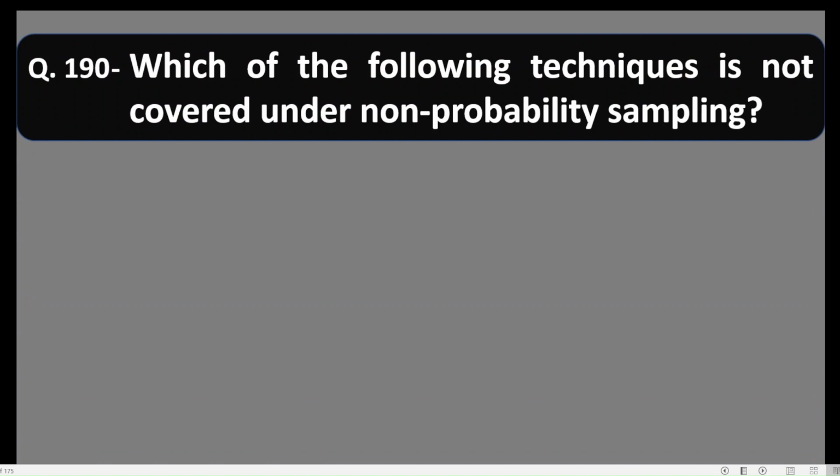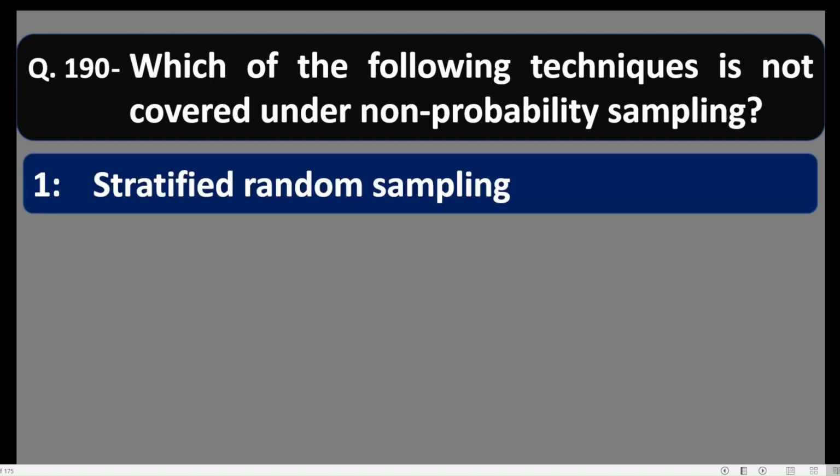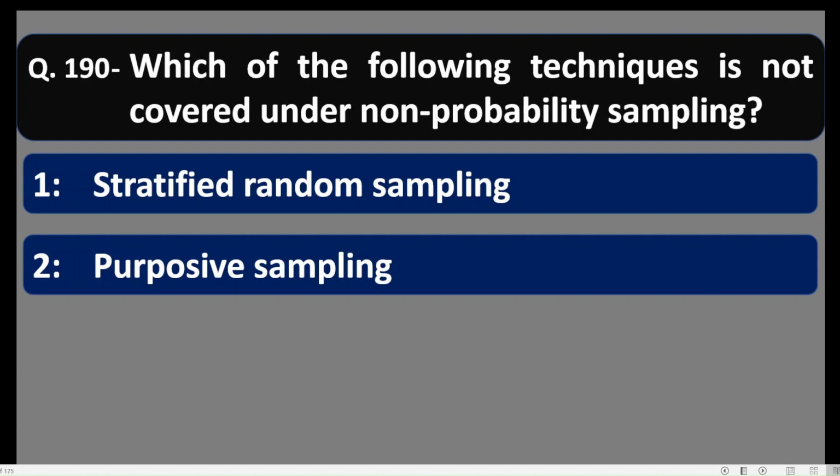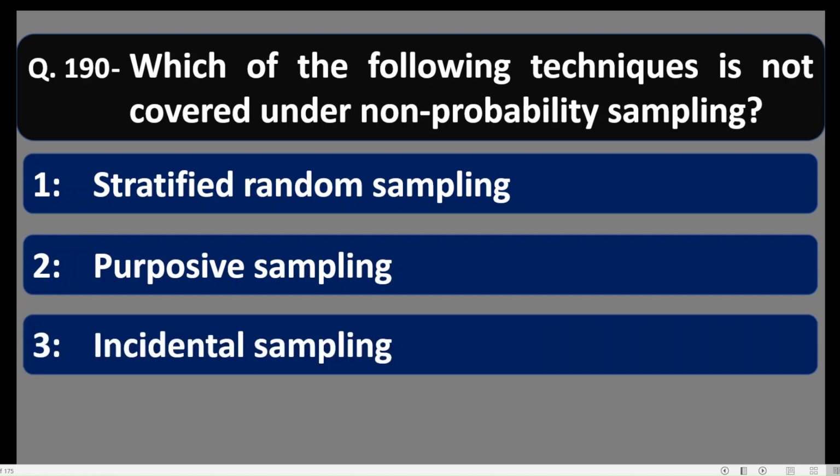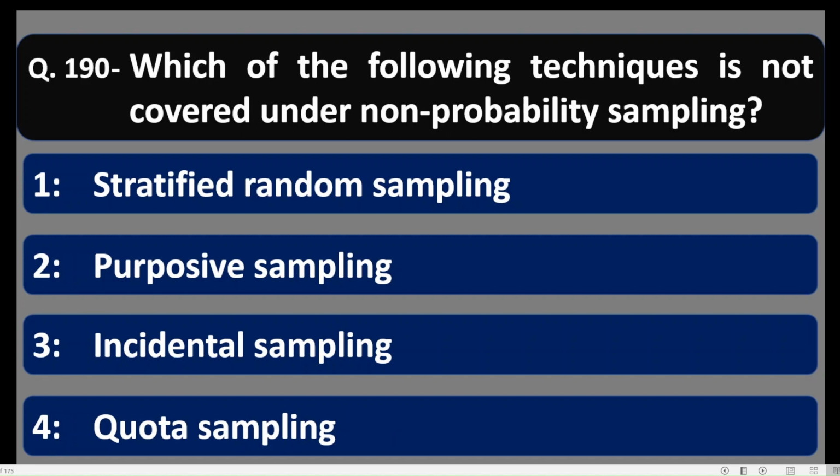Question 190. Which of the following techniques is not covered under non-probability sampling? Stratified random, purposive sampling, incidental sampling, quota sampling. Purposive, incidental, and quota are non-probability sampling, and stratified random sampling is probability sampling. So it is not covered under non-probability sampling. That is option number 1, stratified random sampling.